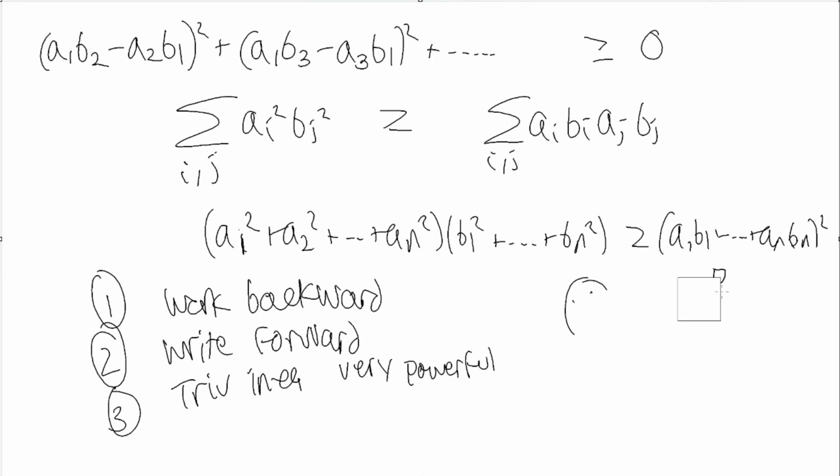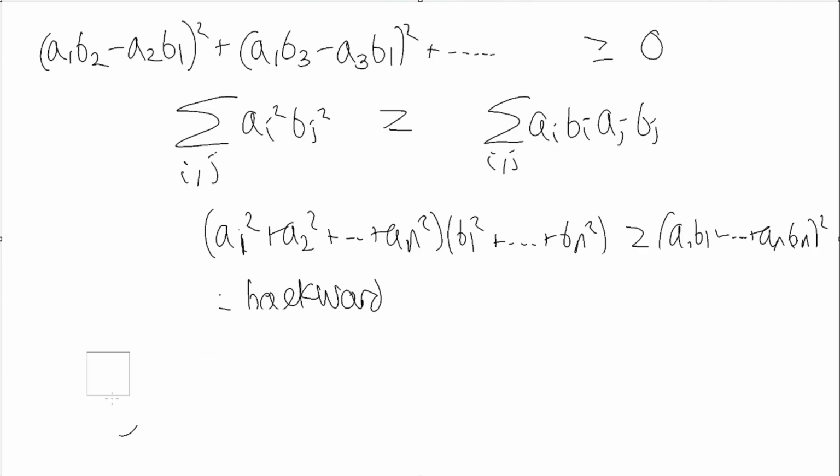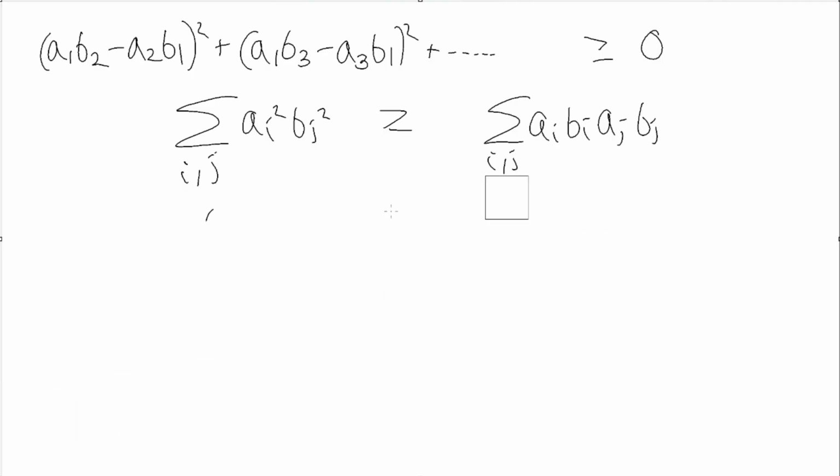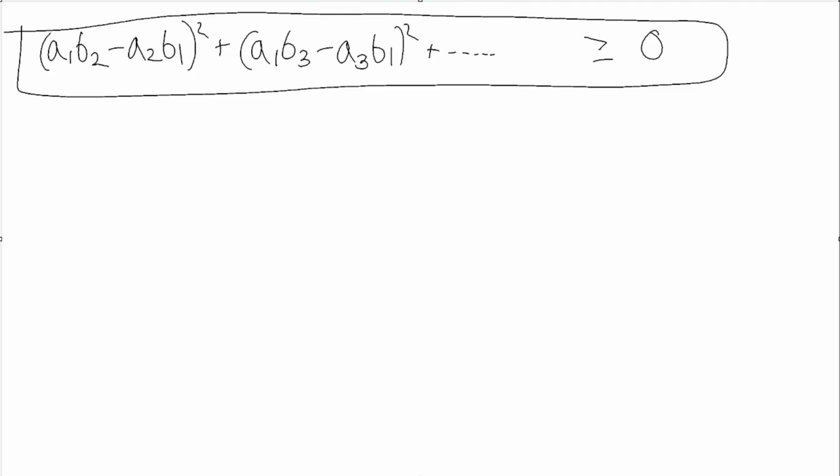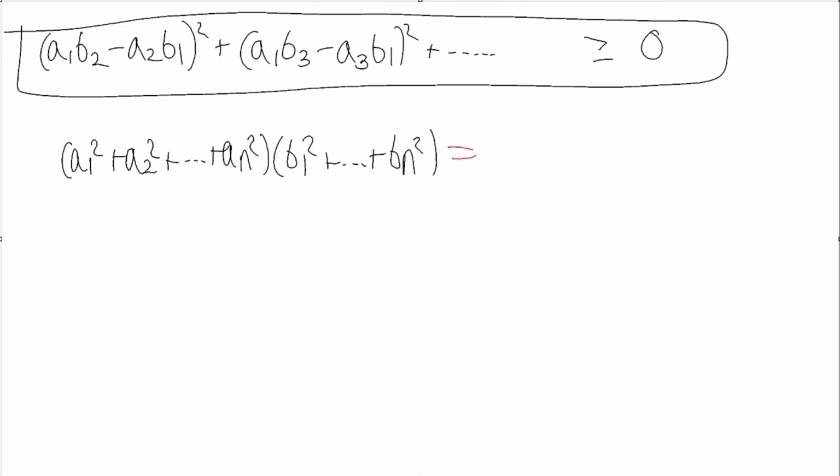Now, before I continue to AM-GM, I want to mention a few brief things. For one, we note that Cauchy-Schwarz here, as I said earlier, is equivalent to the sum of all these squares being greater than or equal to 0. So when does equality in Cauchy-Schwarz occur? That is, when does a1 squared plus a2 squared plus all the way to plus an squared, times b1 squared plus all the way to plus bn squared, equal this side here?